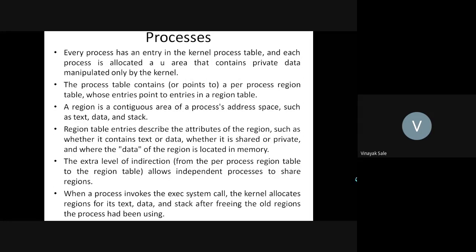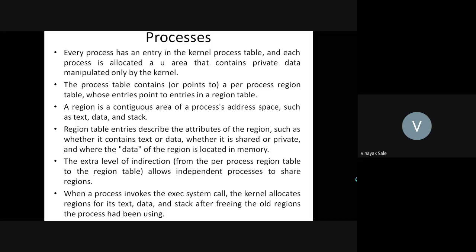Every process has an entry in the kernel process table, and each process is allocated a user area that contains private data manipulated only by the kernel. The process table contains or points to a per process region table, whose entries point to entries in a region table.